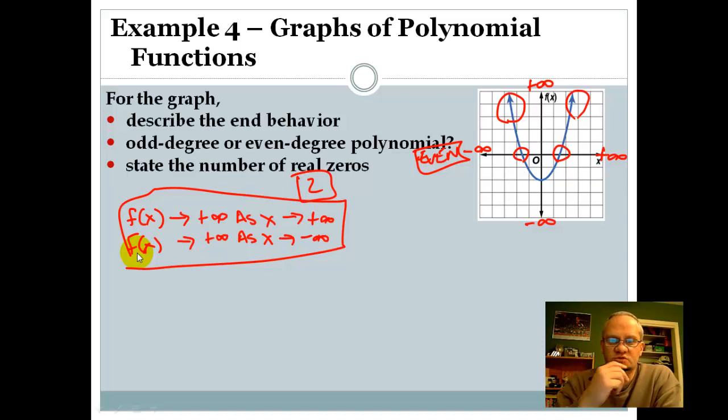Okay? So again, it's the same format here. F of x, the arrow, and as x, and then the arrow. You're just changing what infinity each one is going to depending on where your arrow goes out here. Okay, one more.